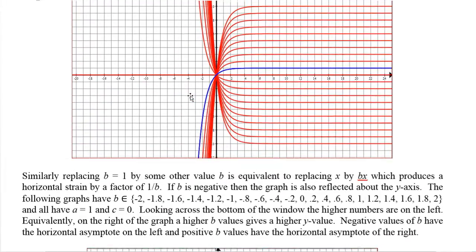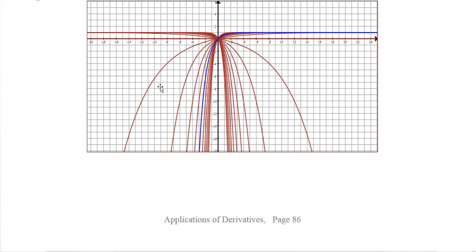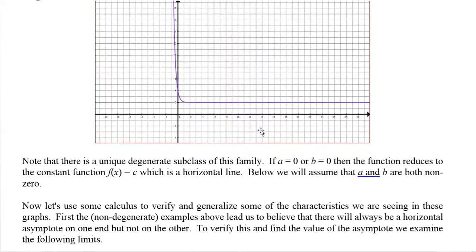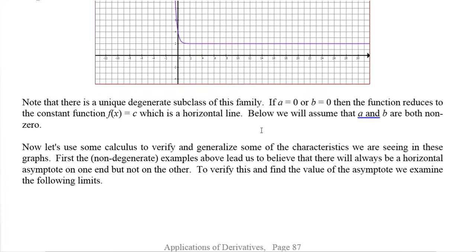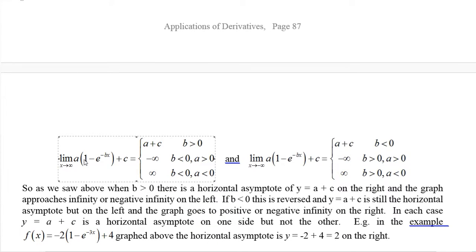So first, at least the non-degenerate examples lead us to believe, so far, it looks like we're going to get a horizontal asymptote on one side, but not the other side. Either on the far right and none on the left, or in some cases the far left and none on the right. Okay, so to see that, let's look at what's happening in the end behavior. We're going to take limits. Take the limit as x goes to infinity.